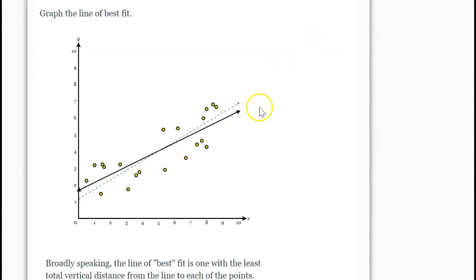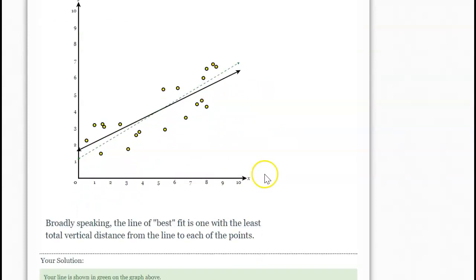Okay, and then they say, okay, this is where the computerized version thinks the line of best fit would be. All right, same. My line was shown in green. That's what they show is a little bit better. Okay, so just staying with the trend. It's not going to be perfect. Okay, just do your best.